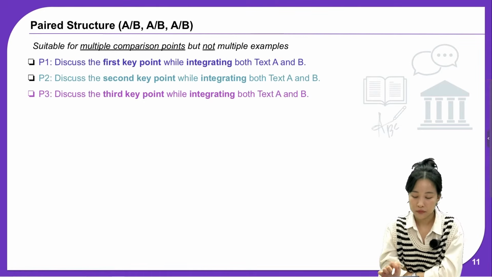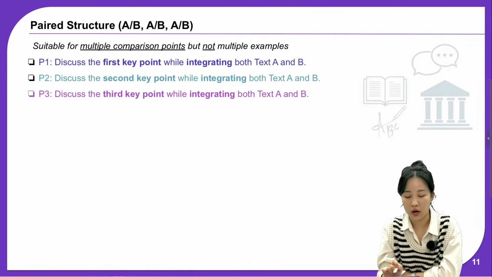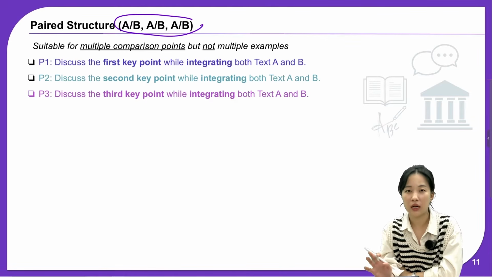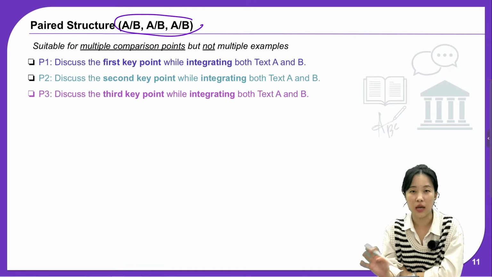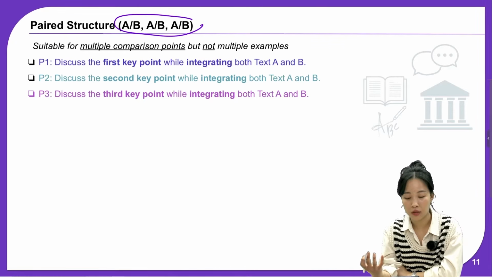For an A and B combined paired structure, you want to make sure that you're writing a minimum of 3 body paragraphs. Okay, you can't write 2 body paragraphs for a paper 2. In any kind of essay for English, make sure you're not writing 2 body paragraphs. Okay, 3 paragraph minimum, and then beyond that, great, right? So in paragraph 1, you discuss the first key point while integrating both text A and B. Pretty simple. Body paragraph 2, you discuss the second point, integrating both text A and B. And body paragraph 3, integrating both text A and B for the third key point, okay?